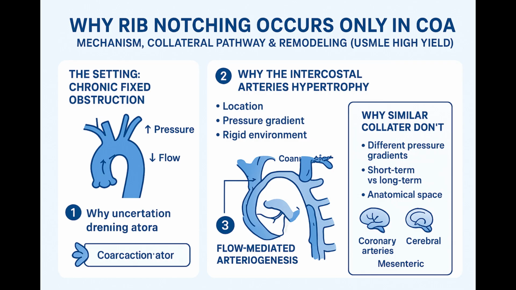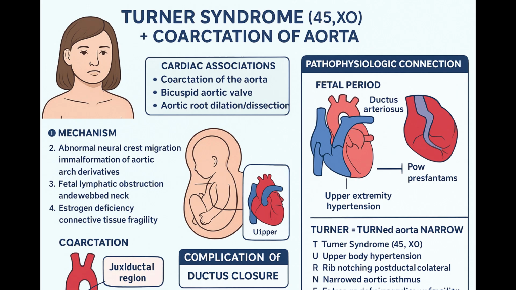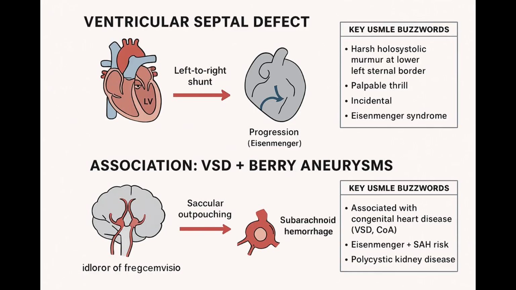And we have to mention its associations. CoA is highly linked to Turner syndrome, 45,XO. Right. And also, because of the chronic upper body hypertension, these individuals are at higher risk for berry aneurysms in the brain's circulation. Okay, that makes sense.